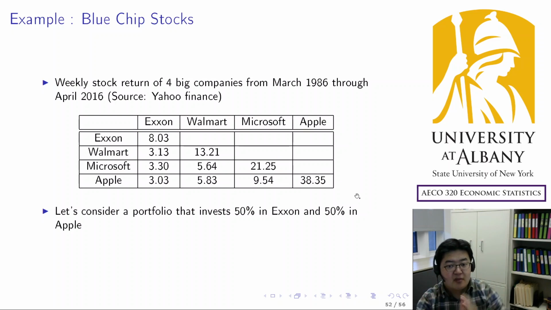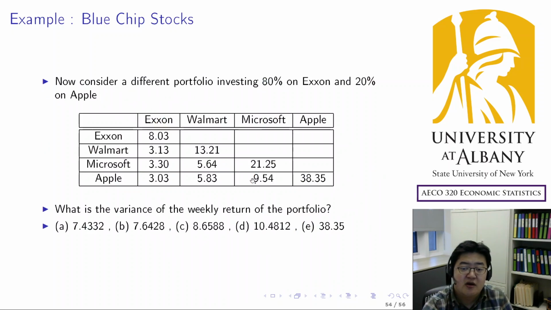So the 50-50 portfolio is in between these two. Okay? Now, it's your turn to calculate the variance for a different portfolio. Now consider 80% on Exxon and 20% on Apple. What is the variance of the weekly returns of that portfolio?